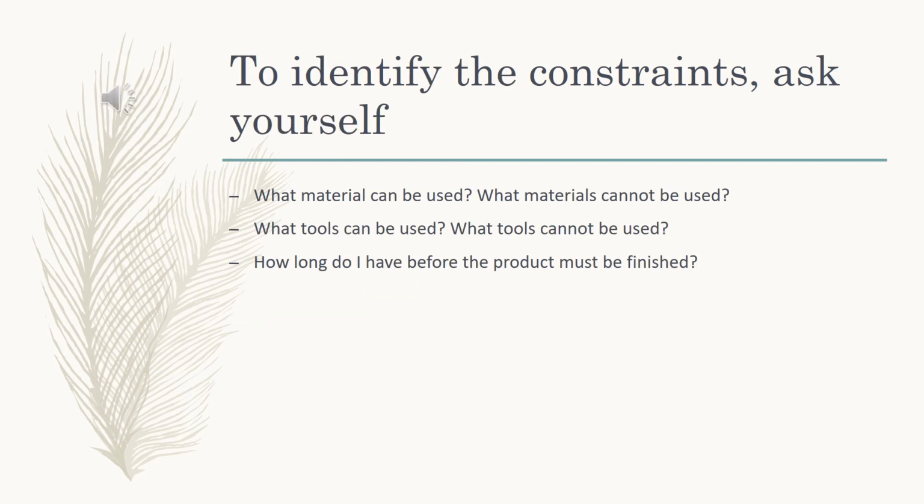So to identify constraints, ask yourself the following questions: what material can be used? What material cannot be used? Like I said, most of the drones use plastic material. Is it harmful? If yes, then we need to look for other materials that we can use. Is it expensive? If yes, perhaps we need to look for other cheaper material that we can use. And what tools can be used and what tools cannot be used? How long do I have before the product must be finished?